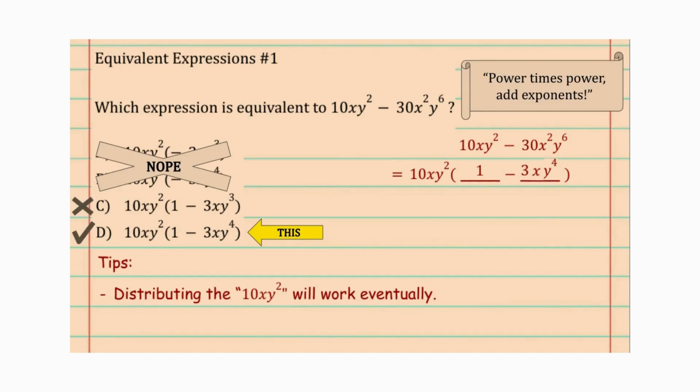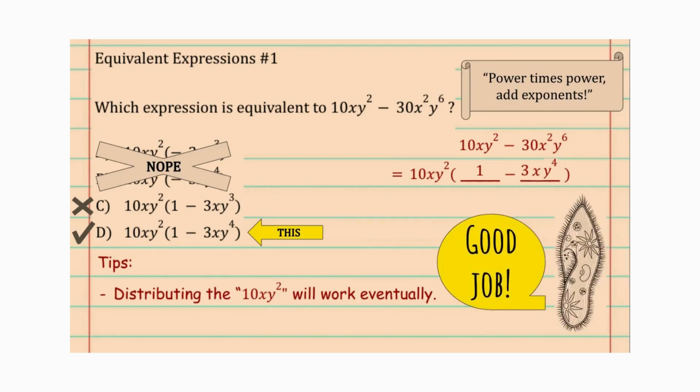Like I said before, when I was talking about the tips, we can just distribute that 10xy squared. For answers C and D, the only truly legitimate options, D is the one that works. If we distribute that 10xy squared into 1 minus 3xy to the 4th, we would get our original expression. Again, remember, power times power, add exponents. And as long as you got answer D, this paramecium you may have seen in biology thinks that you did a good job.